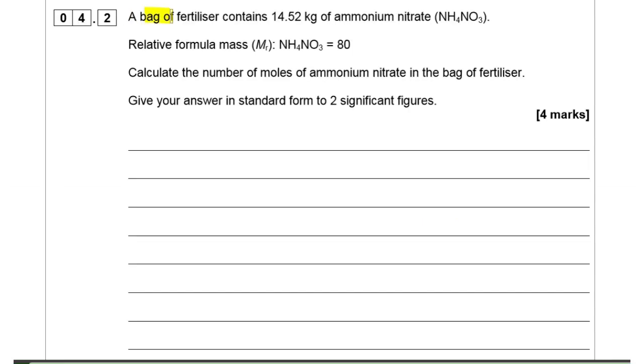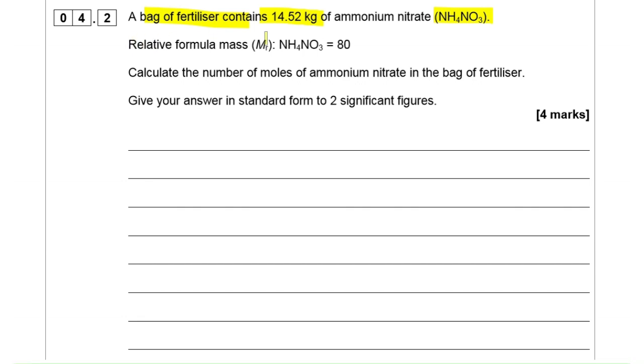Question 4.2. A bag of fertiliser contains 14.52 kilograms of ammonium nitrate, NH4NO3. Relative formula masses are there. The Mr for ammonium nitrate is 80. Calculate the number of moles of ammonium nitrate in the bag of fertiliser. Give your answer in standard form to 2 sig figs. And this is for 4 marks.